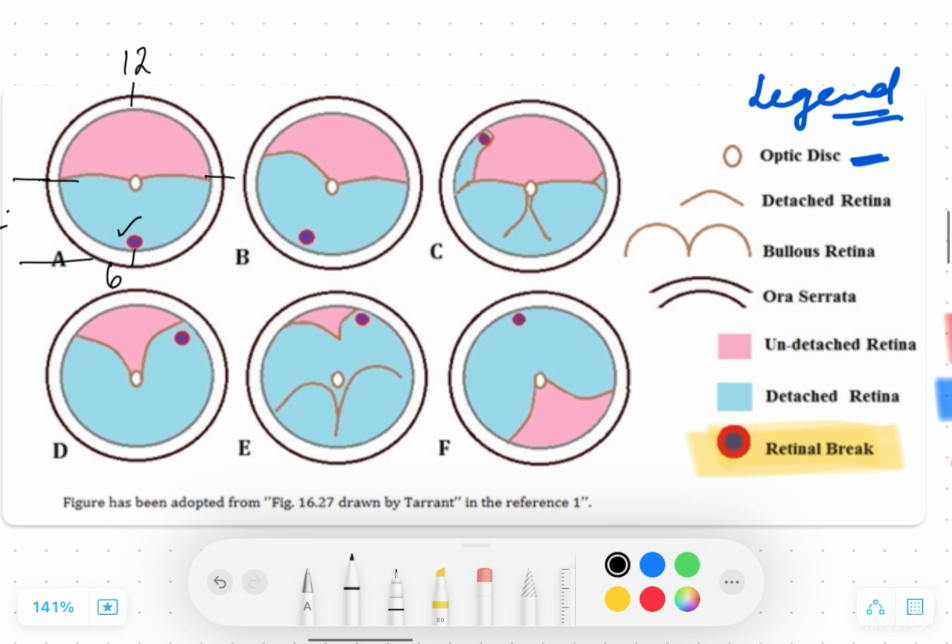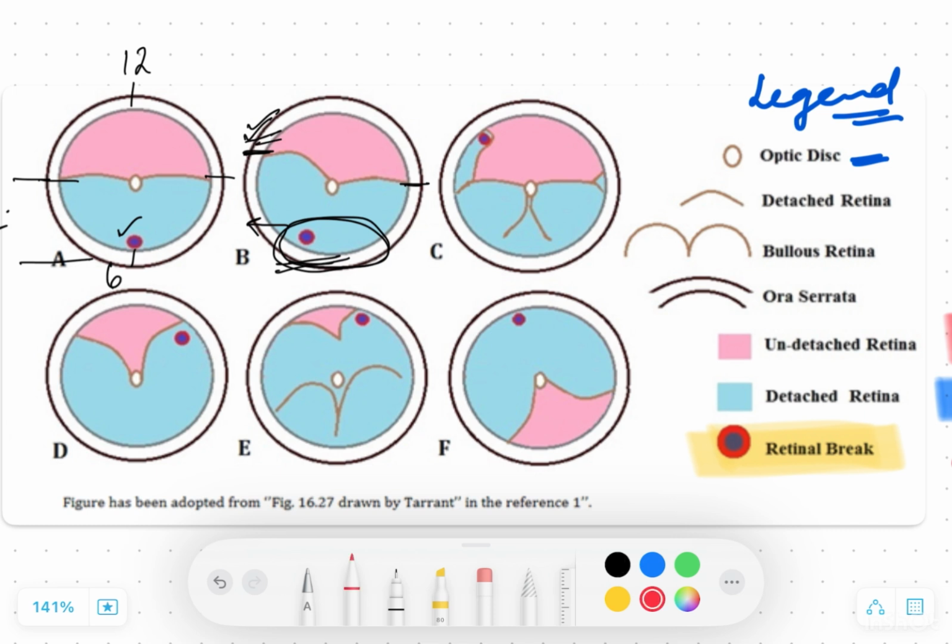Now coming to diagram B, when there is a shallow inferior retinal detachment in which the SRF is slightly higher on one side than the other, then the location of the break is at the inferior margin only, but towards the side where the SRF is at a higher level. Okay.